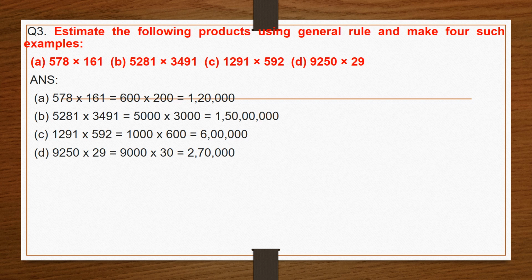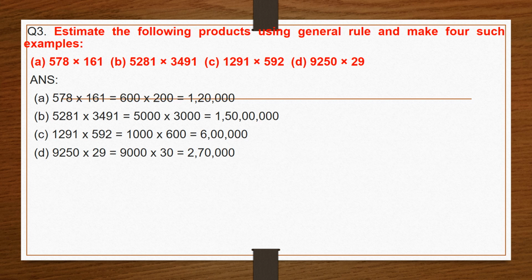Next part, 5,281 multiplied by 3,491. In 5,281, the hundreds digit is 2, so this number is rounded down to 5,000. In 3,491, the hundreds digit is 4, so this number is rounded down to 3,000. So the estimated product is 1 crore 50 lakh.